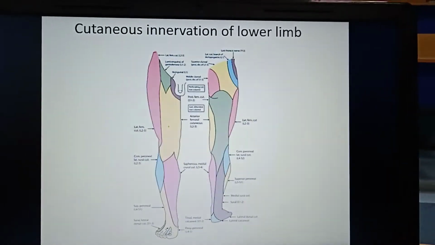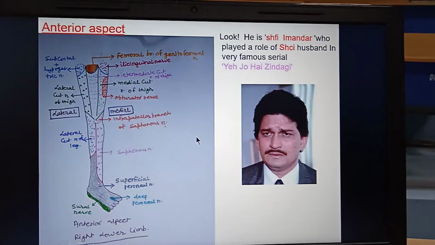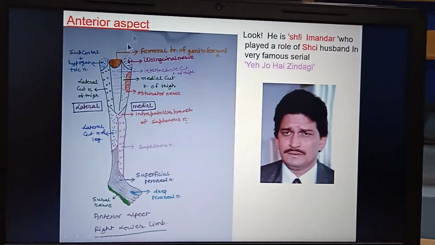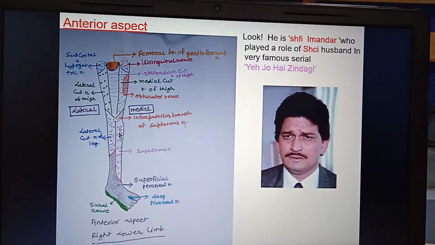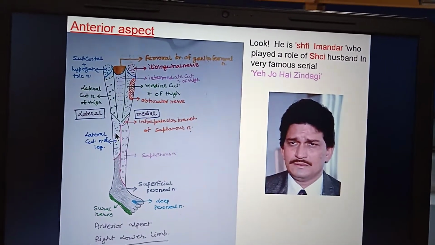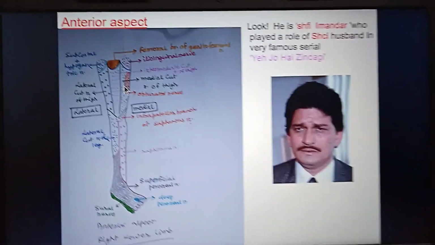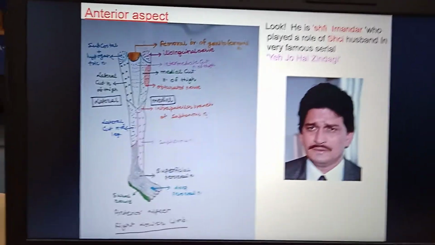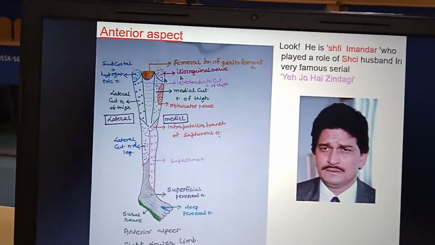Coming to cutaneous innervation of the lower limb. First, let's come to the anterior aspect. This is what we are saying is the anterior aspect of the lower limb. Now we will learn the mnemonic to memorize all these.